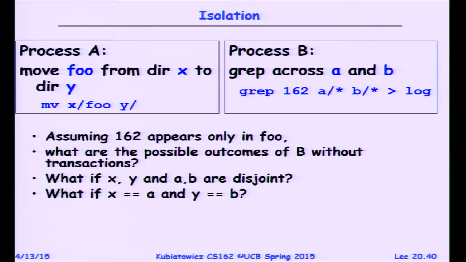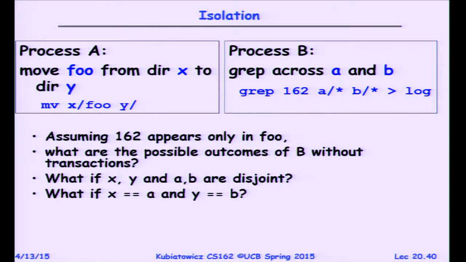Well, it depends on which process executes its code first, definitely, but they may even interleave, right? So it could even be weirder than that. So what are some possible outputs for B in this second case? How many copies of 162 might it find?